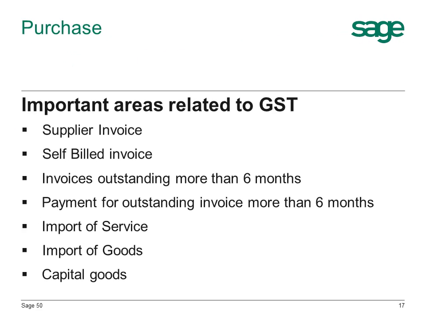Let us guide you through each of these areas related to GST. There are supplier invoice and self-billed invoice, invoice outstanding within 6 months, and payment for outstanding invoices that are more than 6 months, import of service, import of goods, and also capital goods handling.